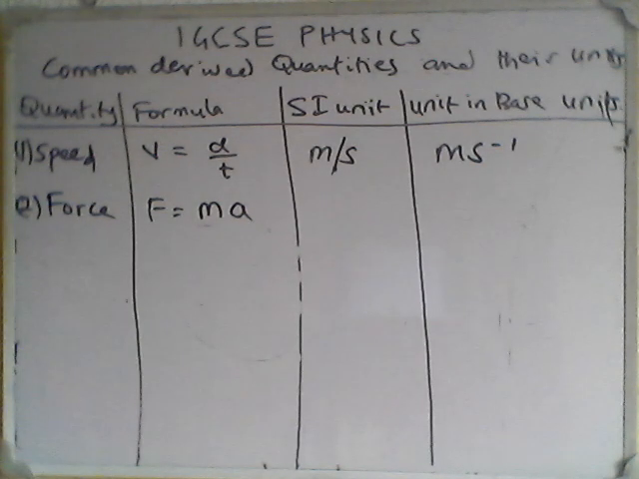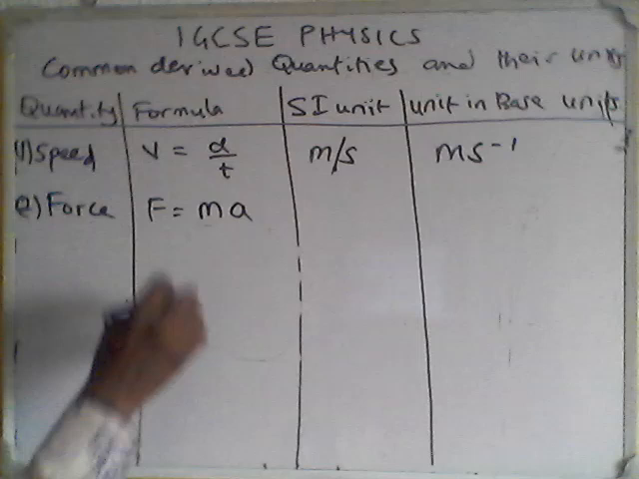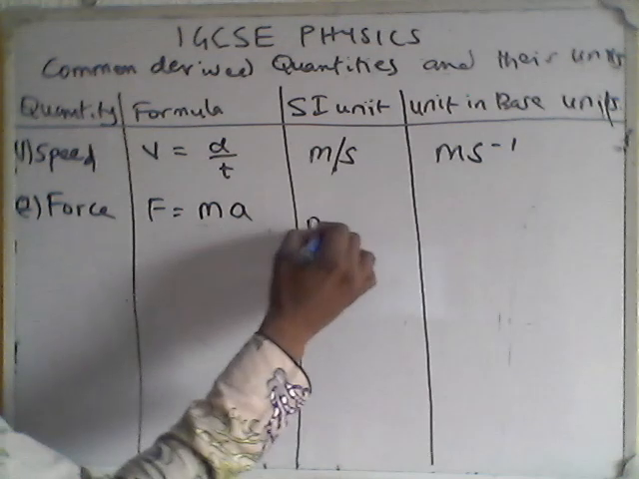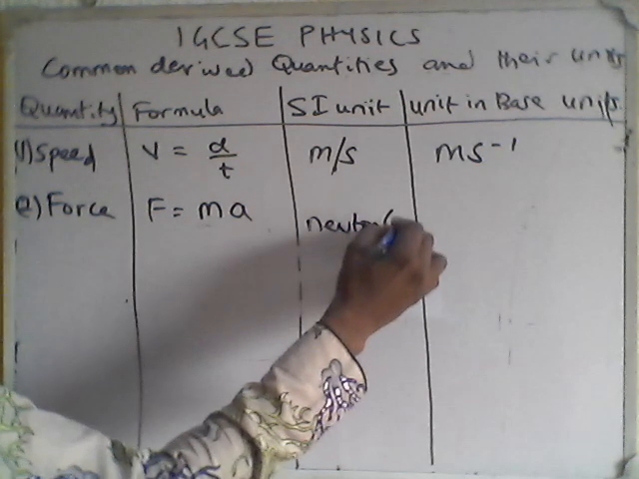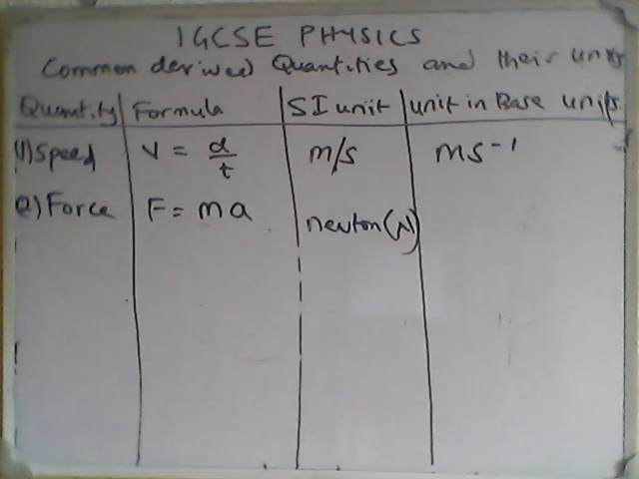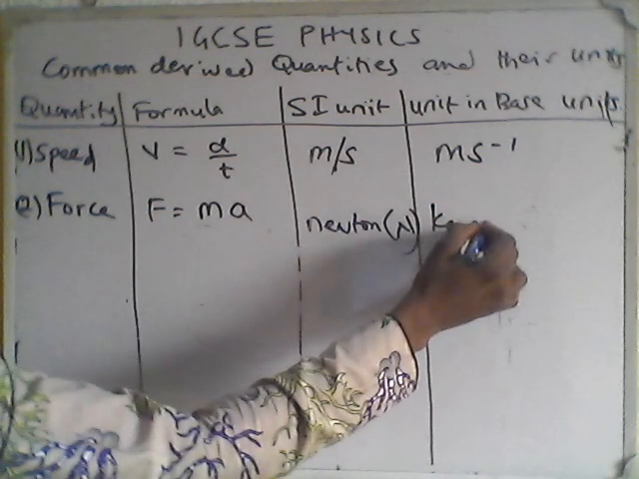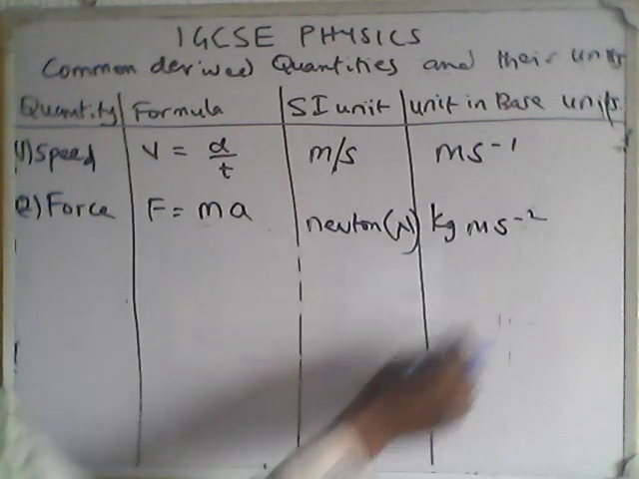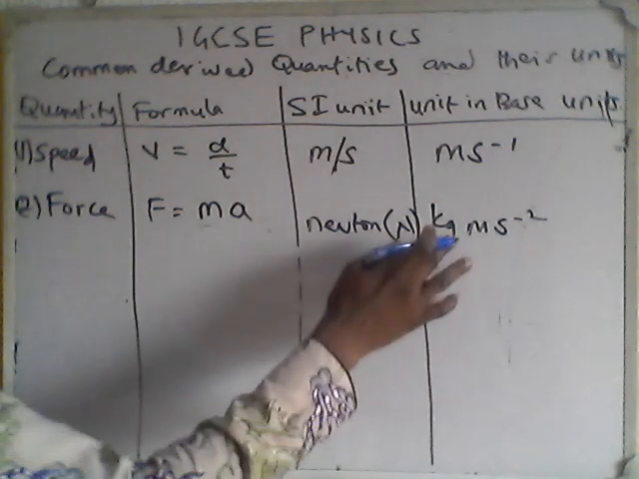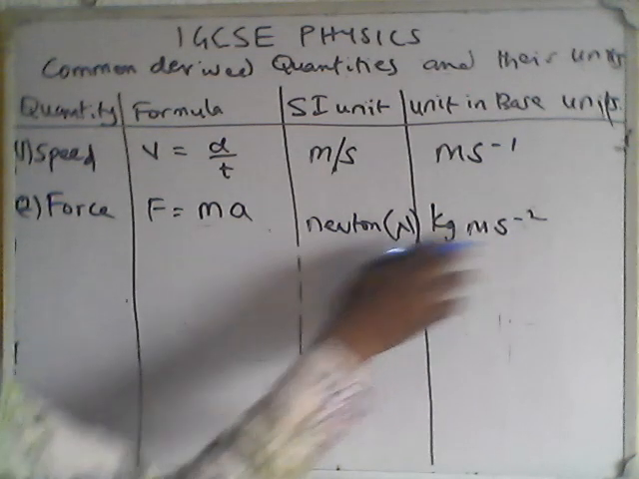F is equal to MA, and the SI unit is Newton. Newton is N, like this. And the units in base units is kilogram meter per second square. So these ones are all fundamental quantities.